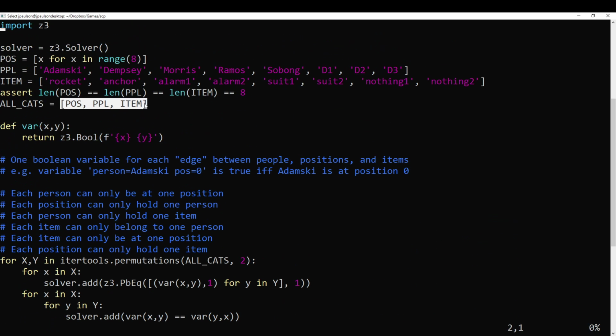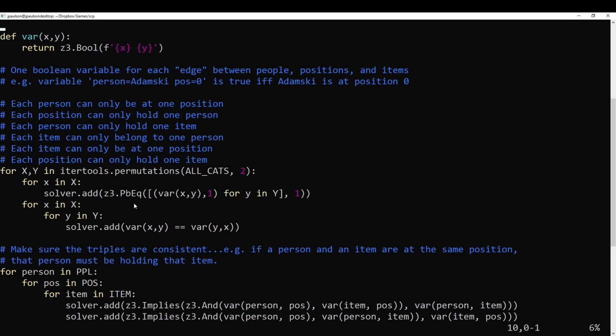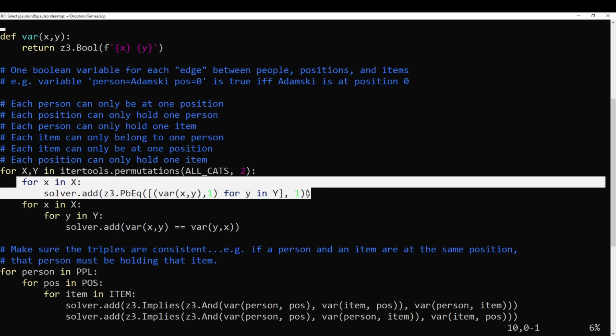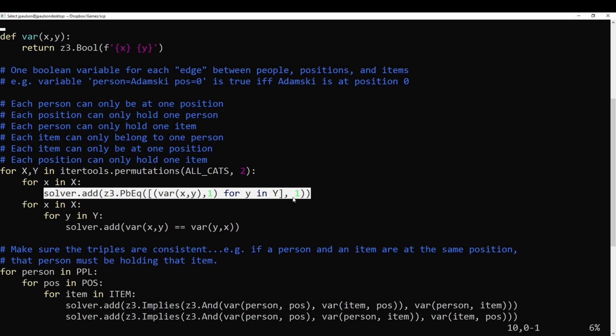Right, so we have positions, people, and items, and iterable permutations just gives us all the pairs of them. So this is going to be position in people, position in item, and people in item. And so we have a constraint which says that, say, for each person, they can only be at one position, right?